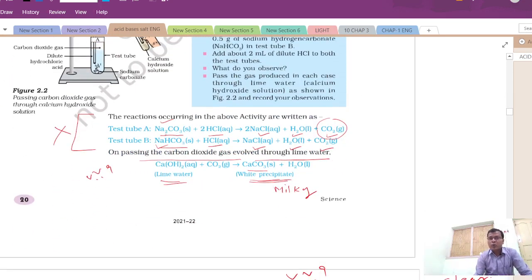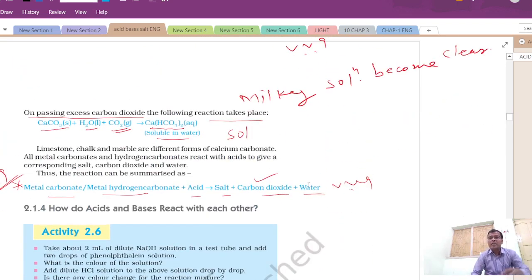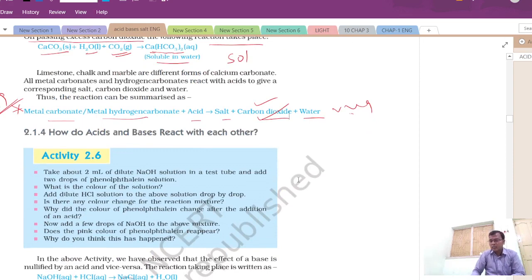What happens when any metal carbonate or metal hydrogen carbonate reacts with an acid? Then salt, water and carbon dioxide are formed. When this carbon dioxide is passed through lime water, the solution becomes milky, that means hazy. And if you pass excess carbon dioxide through the solution, then it becomes clear. This test is used to identify whether a given gas is carbon dioxide or not. Last reaction: a metal carbonate or metal hydrogen carbonate, when it reacts with an acid, gives carbon dioxide. You will study more about this in subsequent parts.